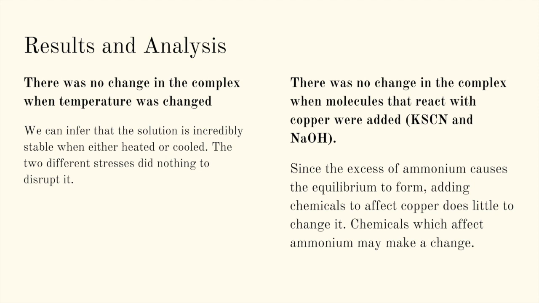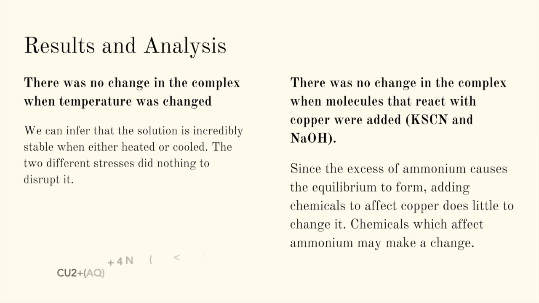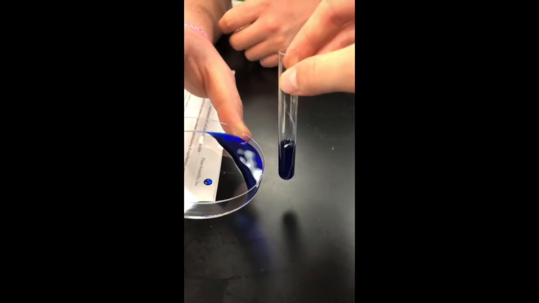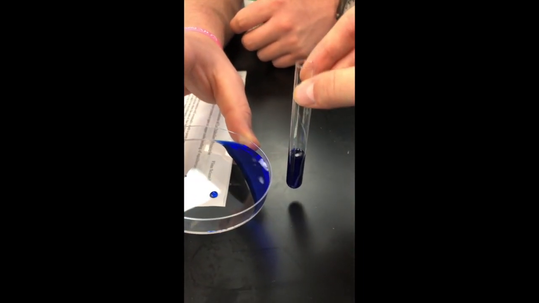So for our results, we found that there was no change in the complex when temperature was changed. It appears temperature has no effect on the system at equilibrium. From this, we can infer the solution is incredibly stable when either heated or cooled. The 2 different types of stresses did nothing to disrupt the equilibrium. There was also no change in the complex when molecules that react with copper were added, potassium thiocyanate and sodium hydroxide. Same color.